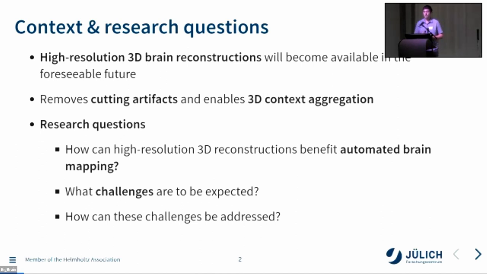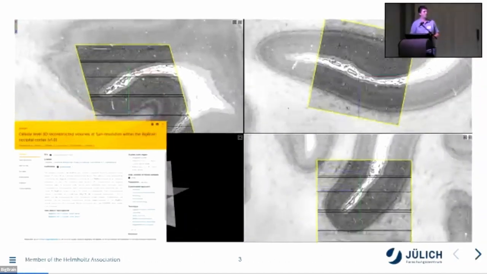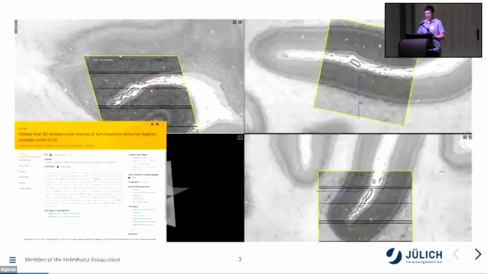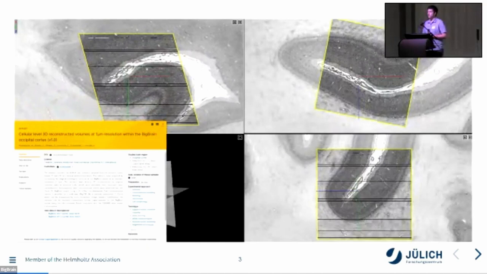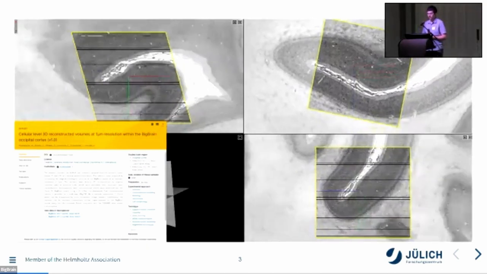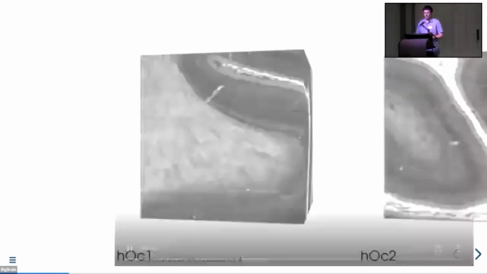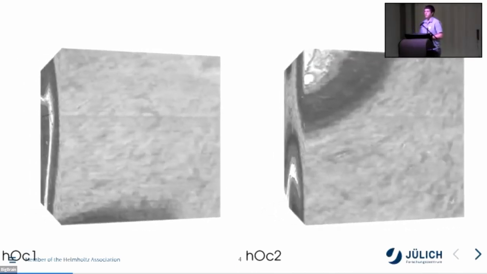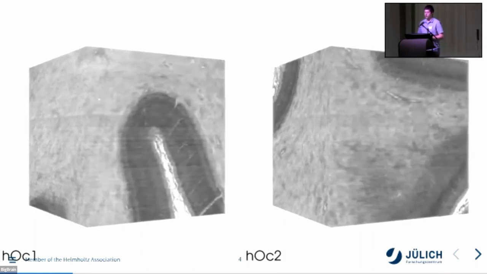So what data did I use for this? You have seen this before. These are the two publicly available one micron volumes of interest, which are available in the EBRAINS knowledge graph. Two volumes, one of them from the primary visual cortex, one of them from the secondary visual cortex. This is what I used for this project.